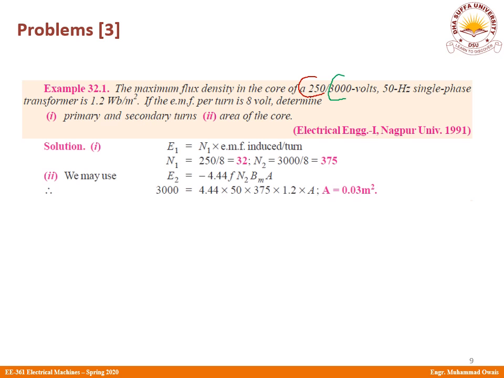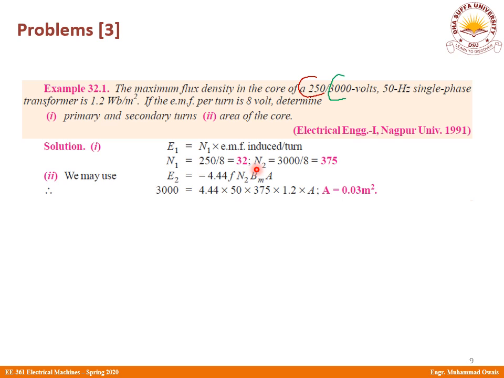So if you remember the previous slide, this is what we did. We said that the total induced EMF is equal to the number of turns in the primary. There we were using P as the subscript for primary. Here we are using E1 referring to the primary side. So N1 is the number of turns in the primary multiplied with the EMF induced per turn. If you use this relationship, you can simply find out the value of N1, and the same relation holds for the secondary as well.